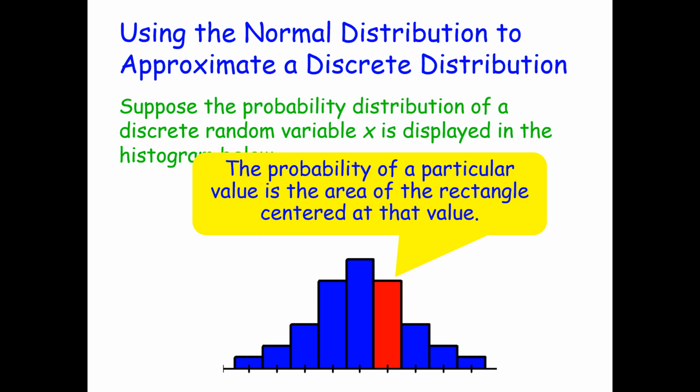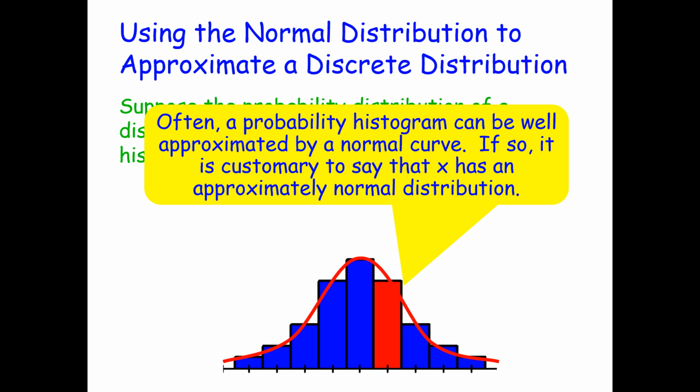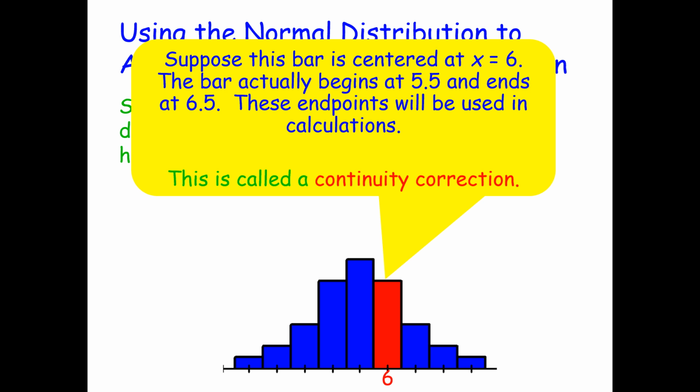Often, a probability histogram can be well approximated by a normal curve. If so, it is customary to say that x has an approximately normal distribution. Now suppose this bar is centered at 6. The bar actually begins at 5.5 and ends at 6.5. These endpoints will be used in calculations. This is called a continuity correction.